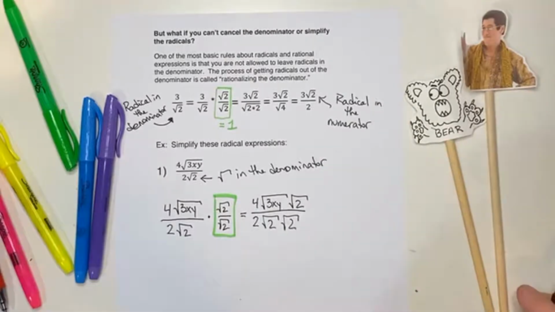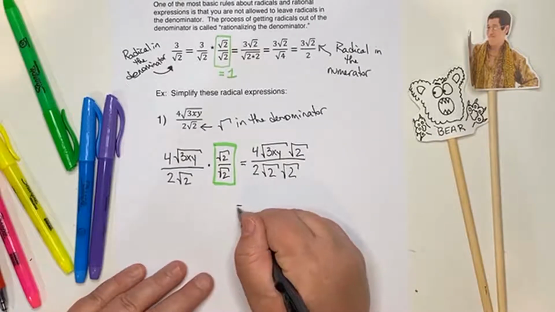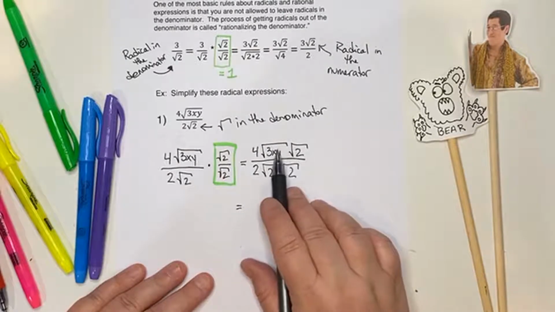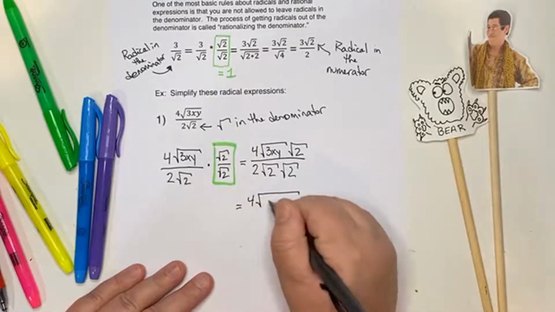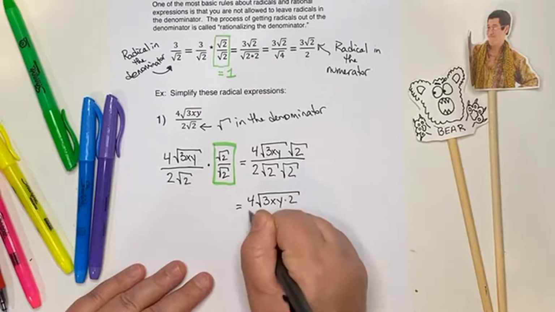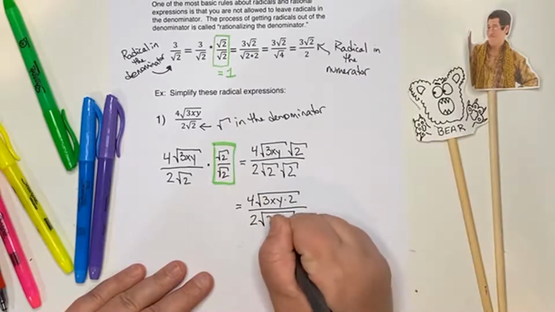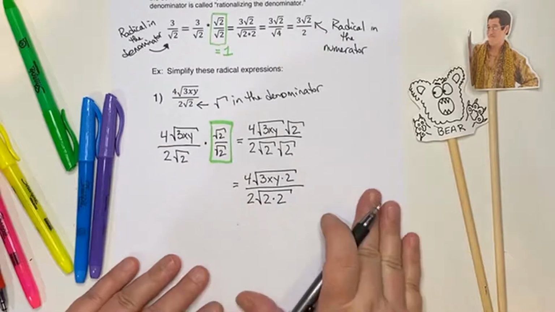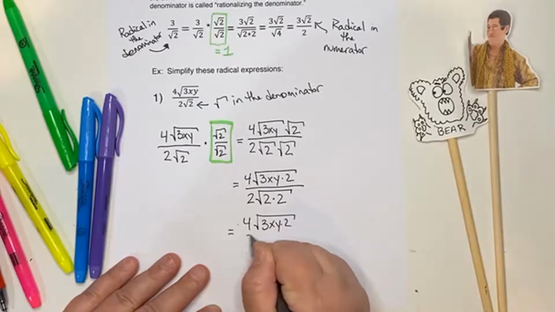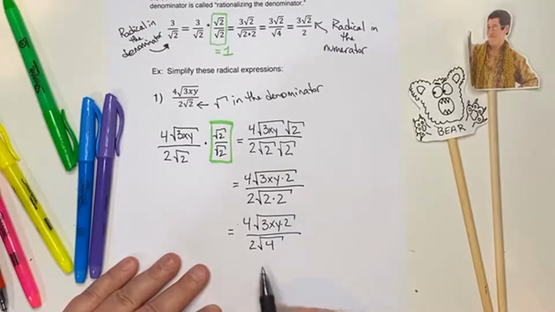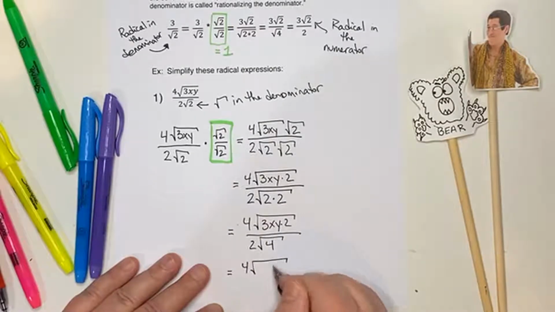Now let's take a look at how we can simplify this. The first thing I can do is, since these are both square roots, the radical with an index of 2, I can combine them. So 3xy times 2. Down in the denominator, same thing. These are both square roots, so I can bring them together. Ooh, I could have simplified that up top. I got so excited. I've got the square root of 4 down there, so I'm going to simplify up here.